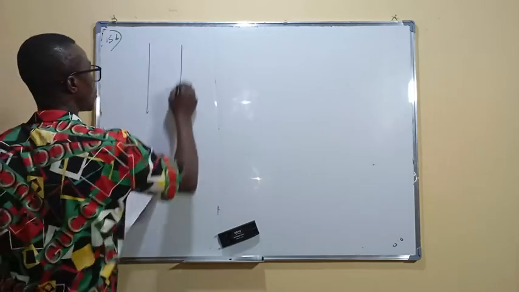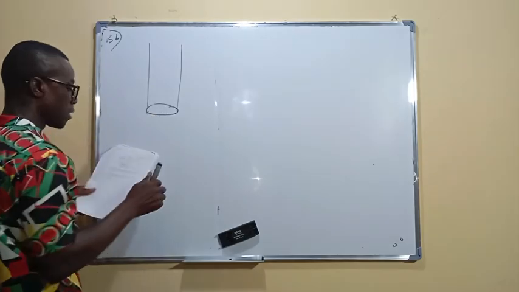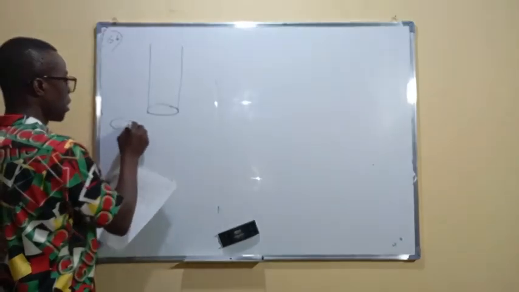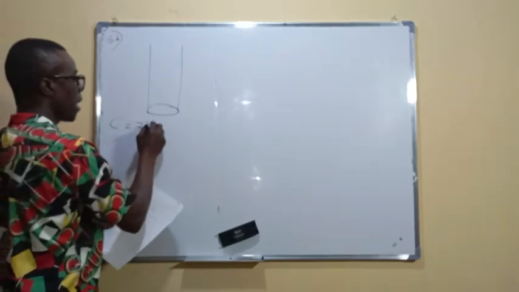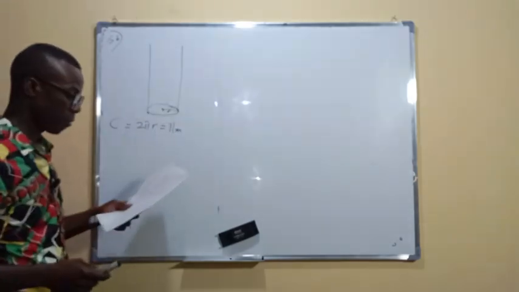So I can have a cylindrical tank like this. Now the circumference of the base is 11 meters. This is the circumference, so I'm going to say circumference, which is 11 meters. Now don't forget circumference is 2 pi r, which is 11 meters. So from here to here is r.